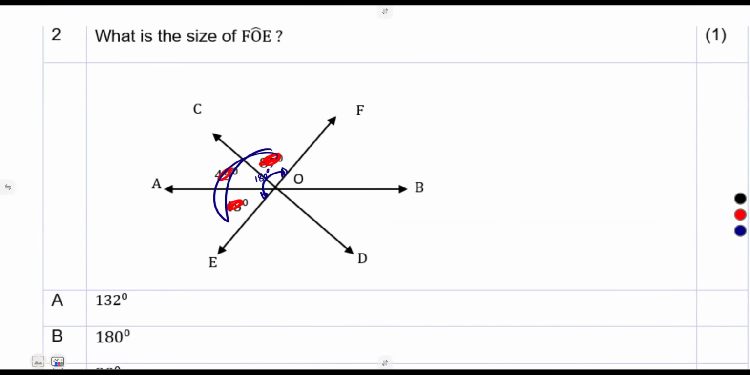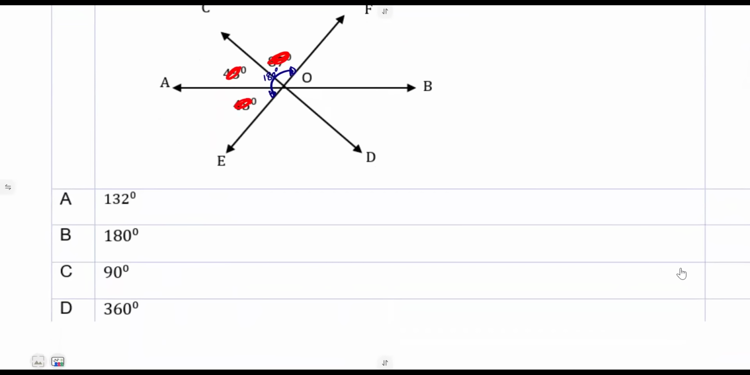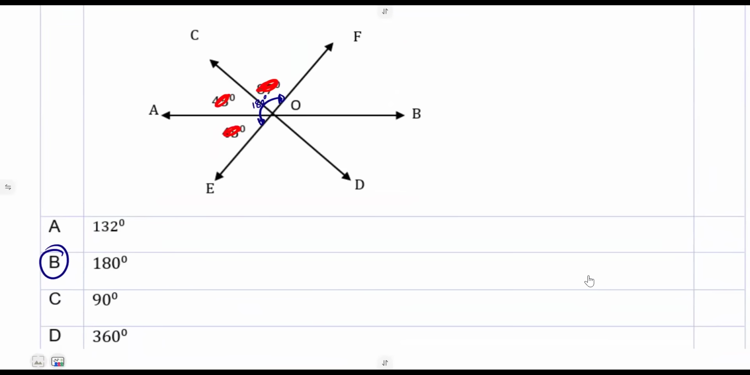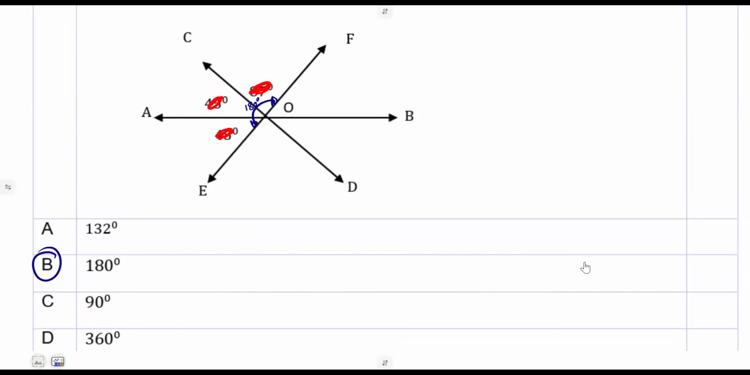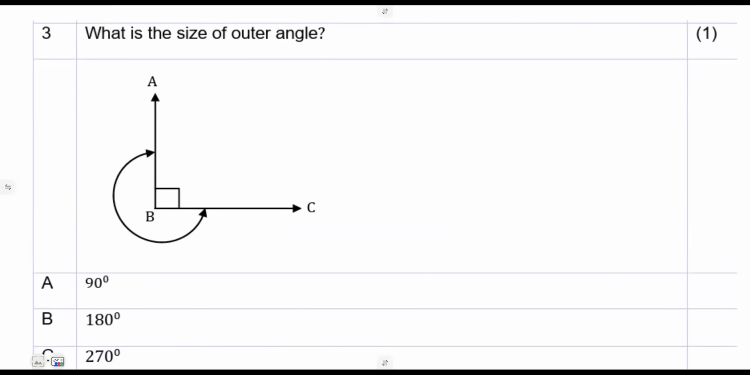These angles that we are given there are wrongly presented. So the best answer there was going to be B, for a straight line. Then question 3, what is the size of the outer angle? If this is 90, this is a right angle, guys. So from 360 degrees, we are going to have the remaining angle, 360 minus 90, which is what?